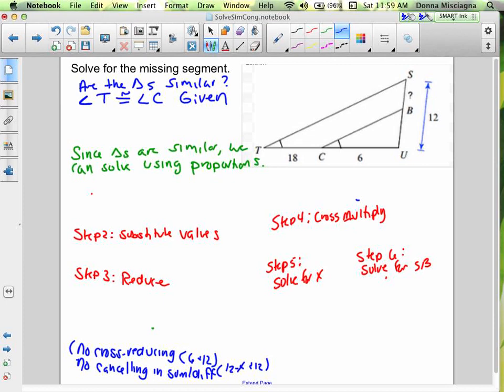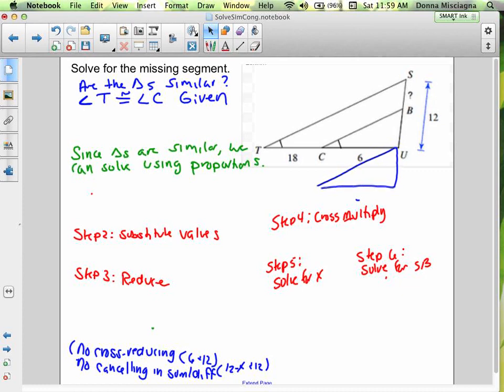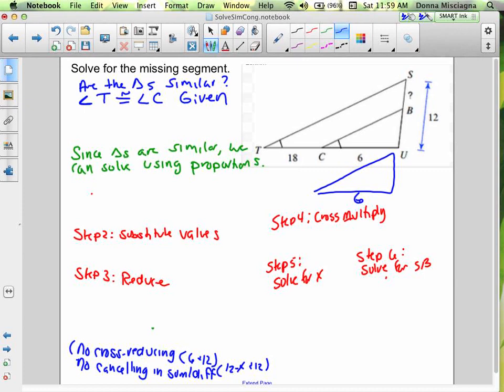If we were to separate these triangles out, here is the smaller triangle. I can just put it right here. It's always a good idea to separate out overlapping triangles so you can label them. This is 6, and this is x, so the whole thing is 12. This whole side is 12 from here to here.